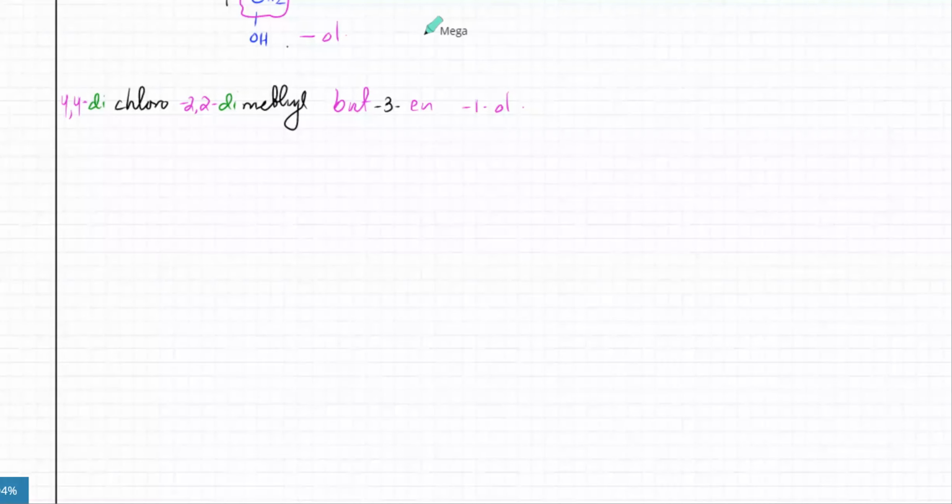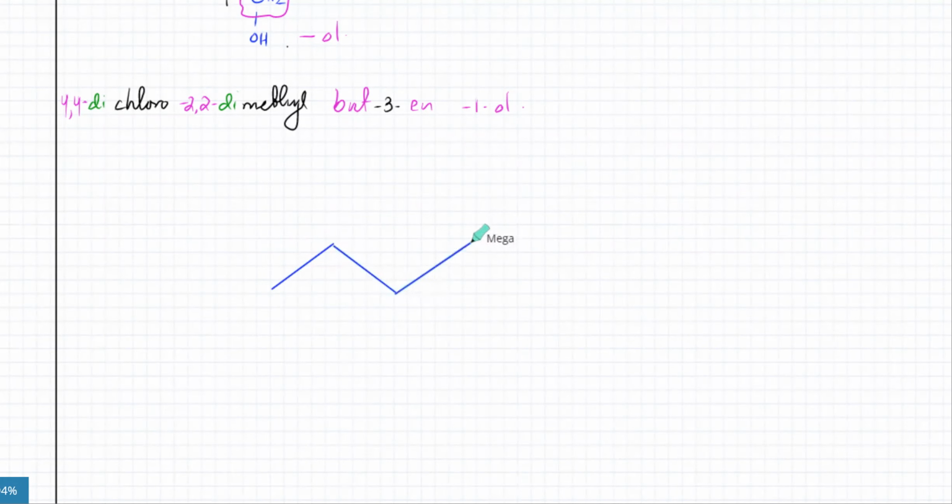Isomers. So let's say I'll just draw some skeletal formulas. So here are carbon atoms. So then there is an OH, and there's a double bond here.